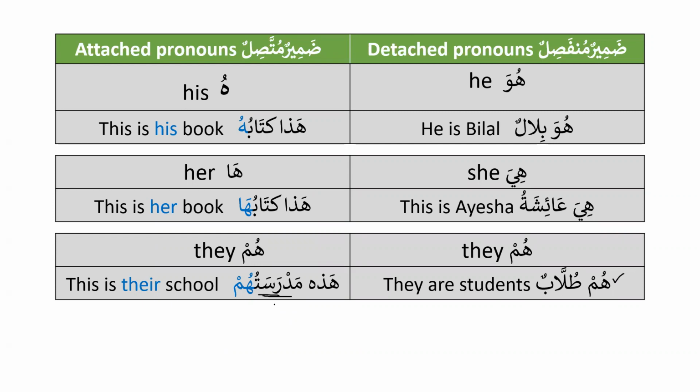So it will always be used either after a noun, or after a verb, or after a preposition. Then we will know that this is an attached pronoun. And if it is used in the place of the subject, the mubtadaun, then it will be clear that we are using it as a detached pronoun. And we can see that hum, the ending is sakin, hum, the ending is sakin.